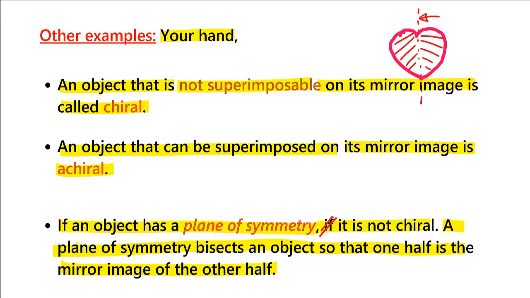Because there is a plane of symmetry, and that plane of symmetry bisects an object so that one half is the mirror image of the other half. So in this case you can say this half, that is this side, is the mirror image of this side. If we place a mirror here, this part and this part are mirror images. So inside the object itself you have a mirror image, that is, there is a plane of symmetry. So the plane of symmetry bisects the object so that one half is the mirror image of the other half, and that's why a plane of symmetry makes the object achiral, superimposable.